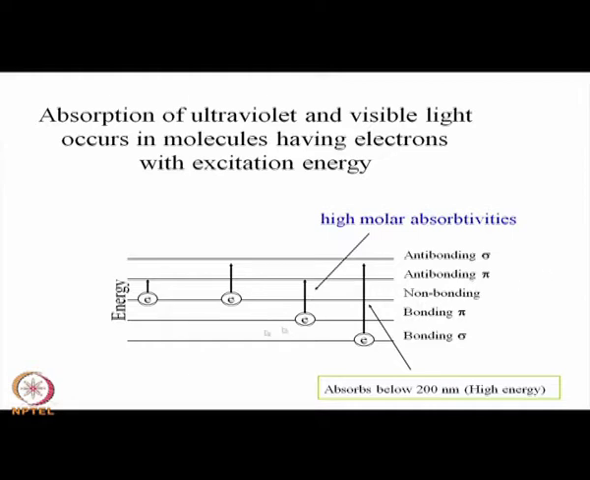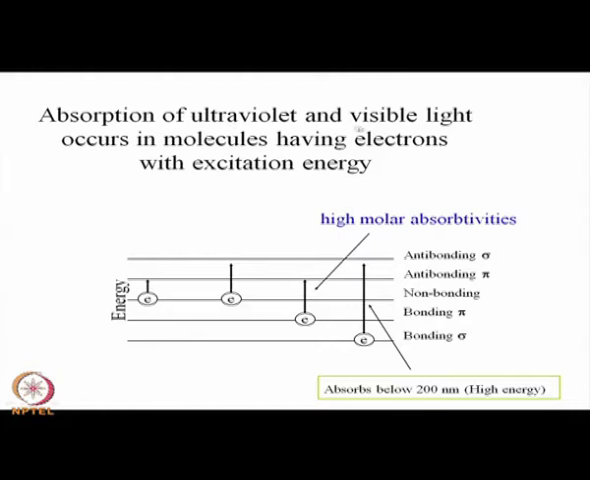Now the bonding pi to anti-bonding pi transition has high molar absorptivity, meaning it absorbs strongly. So this falls in the ultraviolet, and in general in the ultraviolet and visible region. The ultraviolet-visible region means maybe 200 to 800. In this region, these transitions are the most operative, depending on the system of interest.